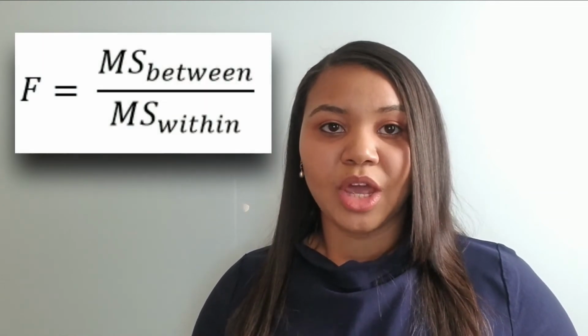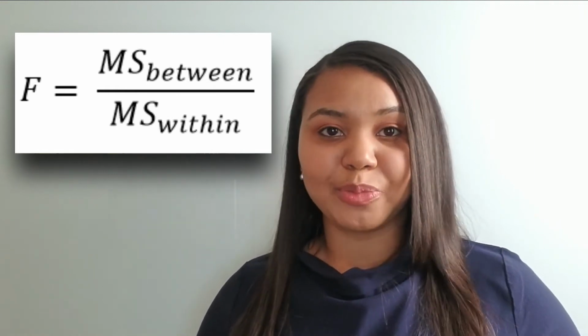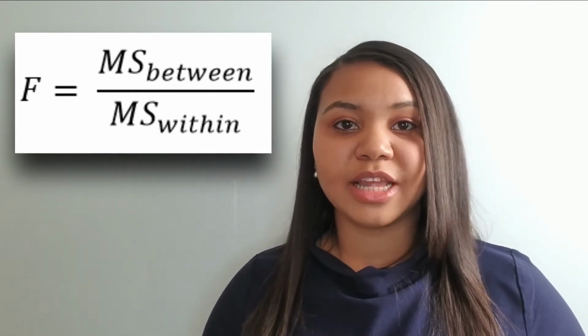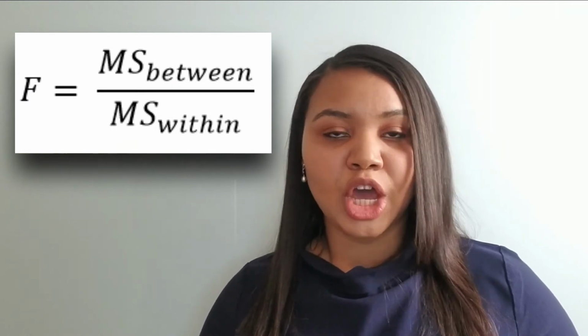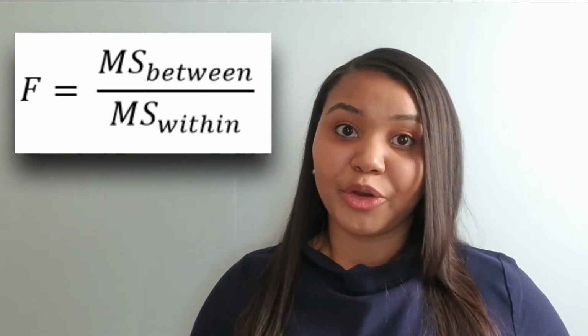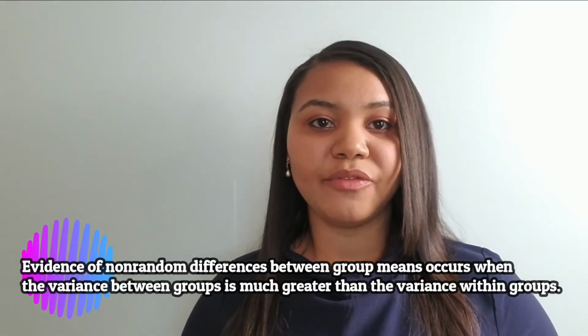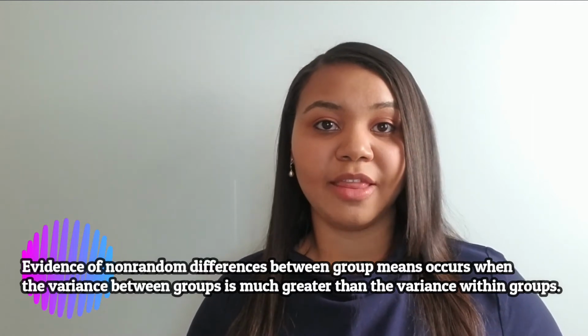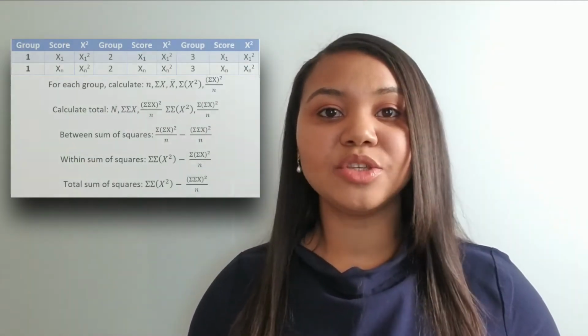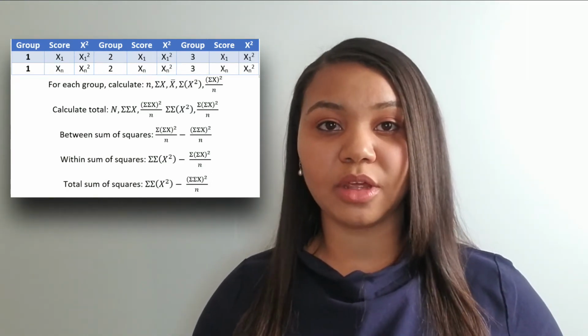The test statistic for ANOVA is the F value, which is given by the variance between groups divided by the variance within groups. This formula compares the amount of variability between groups, which is due to the grouping factor, with the amount of variability within groups, which is due to chance. Evidence of non-random differences between group means occurs when the variance between groups is much greater than the variance within groups.